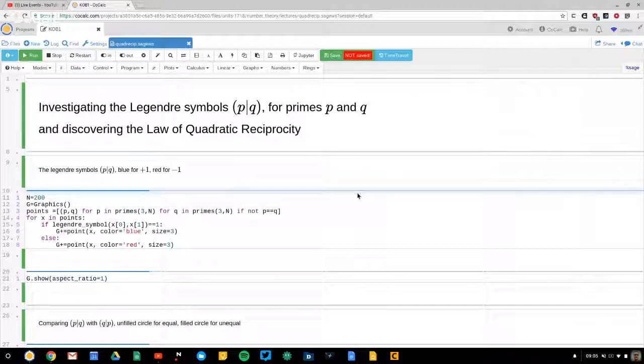We've got our Legendre symbols. (n/p) is plus 1 if n is a quadratic residue mod p. It's minus 1 if n is not a quadratic residue mod p.